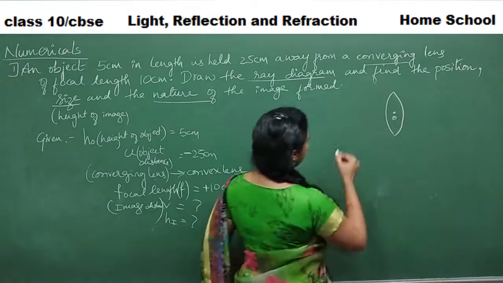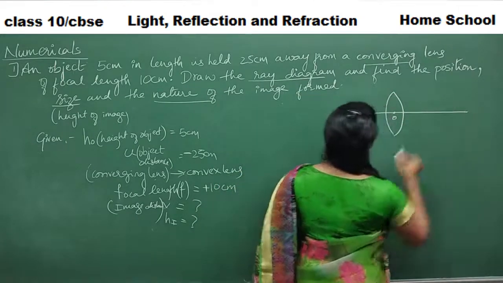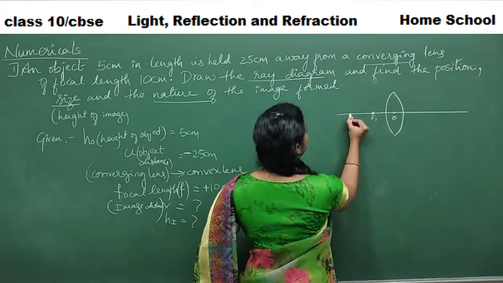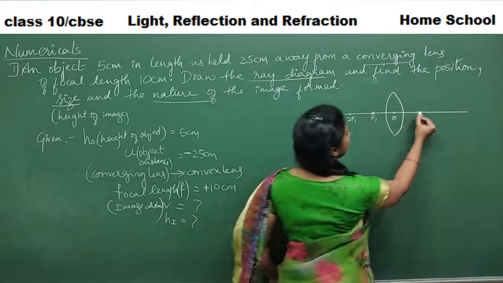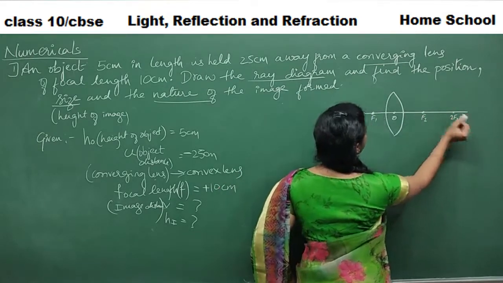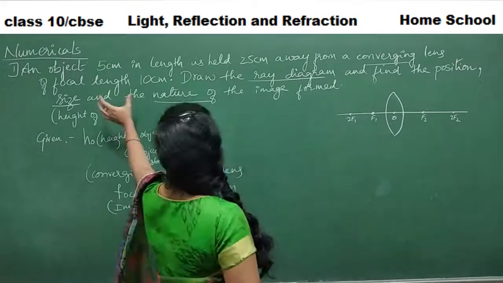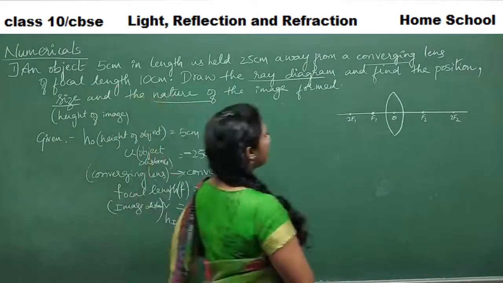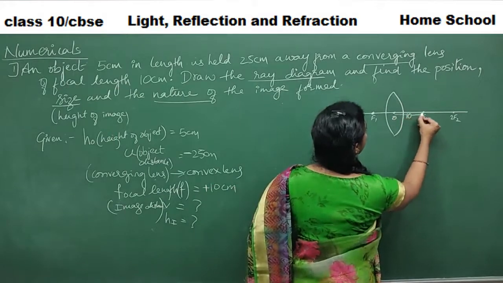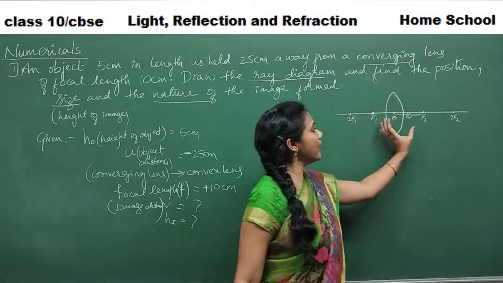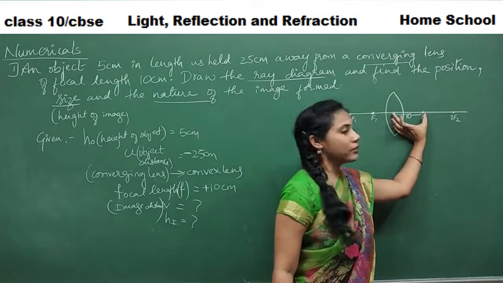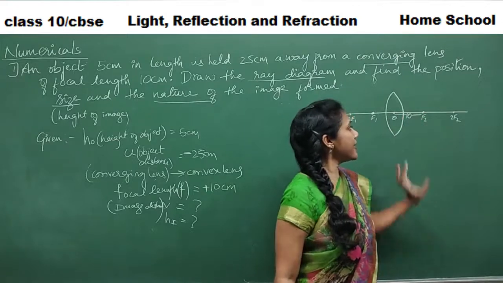So this is our convex lens, right? And this is our principal focus. And let this be F1, and this is our 2F1, right? And this is F2, this is 2F2. Tell me, what is the value of focal length? Focal length value is 10 centimeter. So this value is 10 centimeter. What is focal length? Distance between optical center and F, that is principal focus. So this is 10 centimeter.